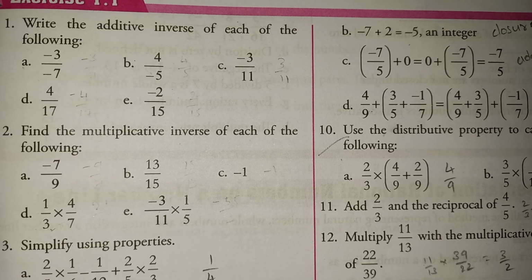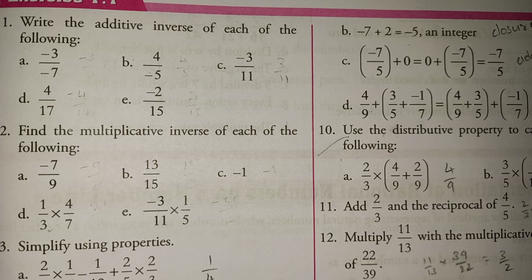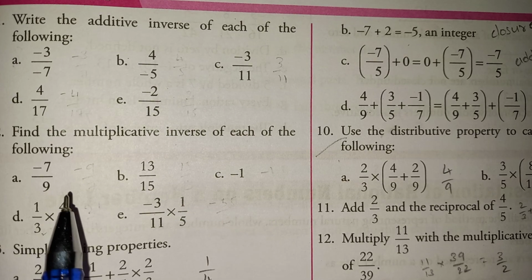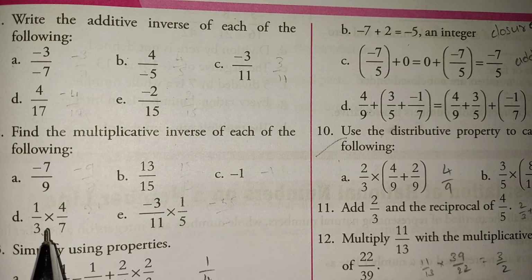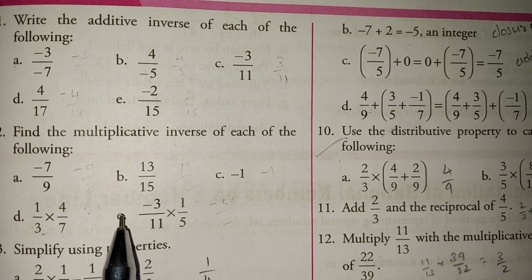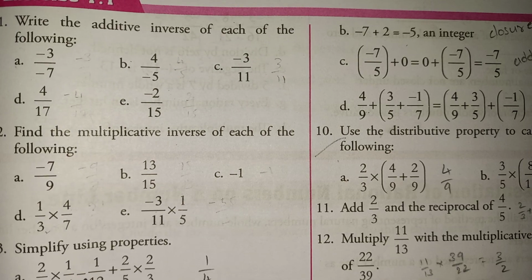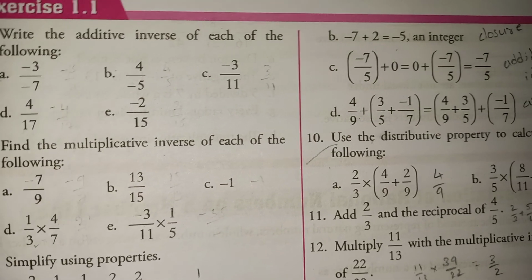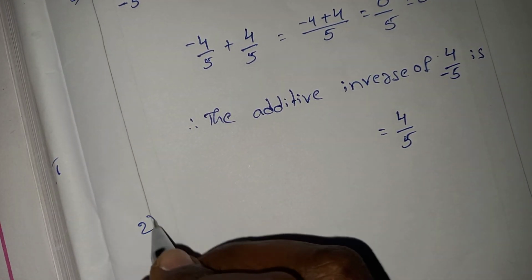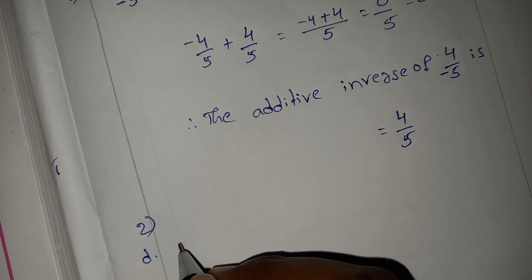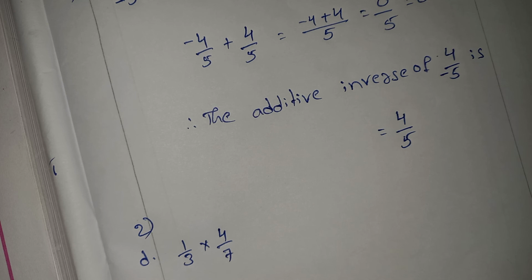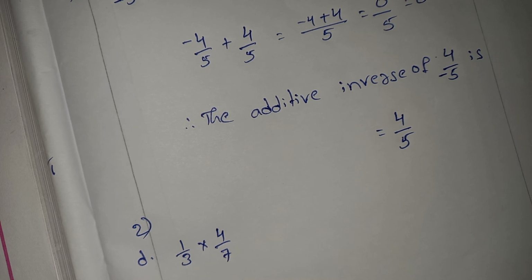The second question is, find the multiplicative inverse of each of the following. They gave 5 questions here also. I will teach only 2. I will teach D and E, because these two are looking big. You can do A, B, C. Now, I am going to copy the question. Second Roman question B: 1 by 3 into 4 by 7. What did they ask? Find the multiplicative inverse of the number.